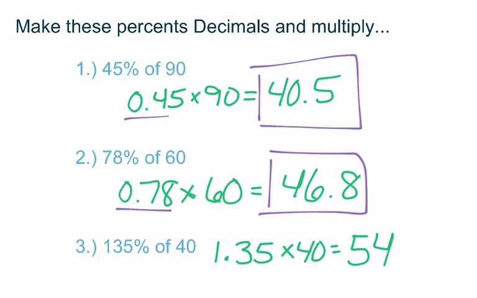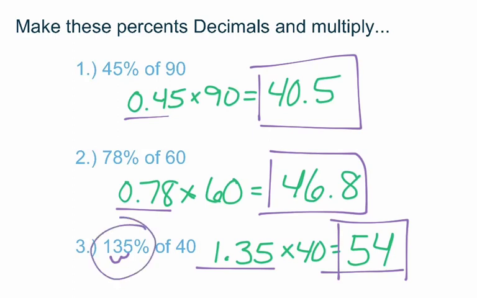For question number 3, I made 135% into 1 and 35 hundredths. Now, that may have fooled some of you or tricked you. Just remember, we only divide by 100, which moves that decimal place 2, so be very careful with that. I did that times 40, and I got 54, which is a reasonable answer. Since 135% is more than 100, we would expect our answer to be more than 40.